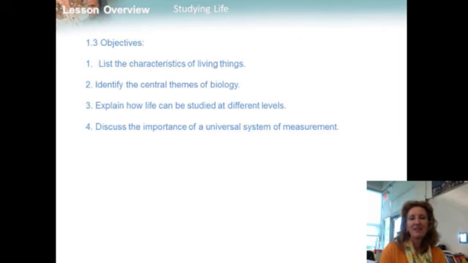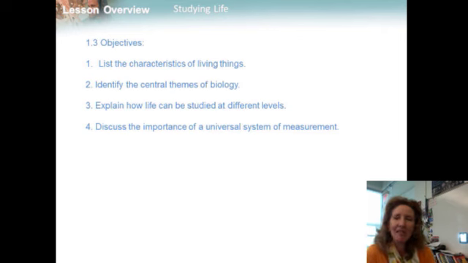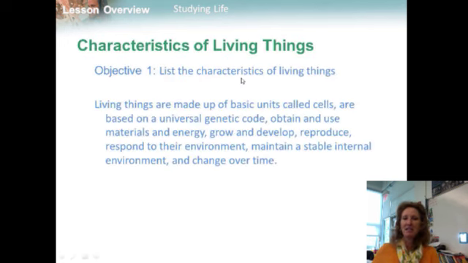All right, so our 1.3 specific objectives are to list the characteristics of living things, identify the central themes of biology, explain how life can be studied at different levels, and also discuss the importance of a universal system of measurement. So let's take those one at a time.